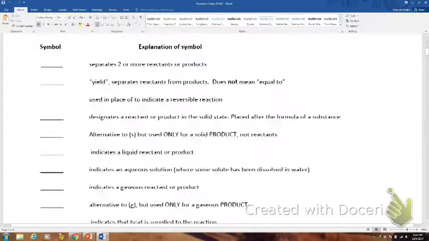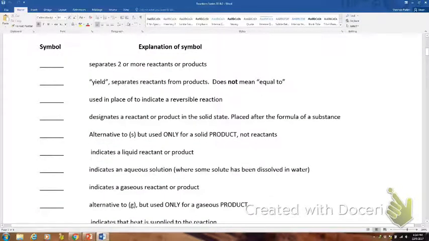So first of all, the way that we separate 2 or more reactants is going to be a plus sign. So we would say carbon plus oxygen yields carbon dioxide. And the way that we show yields is our arrow. It does not mean equal to, it means yields. Okay? If it is a reversible reaction, which many are, we show that with a double arrow, meaning it can go forward and it can go backwards.